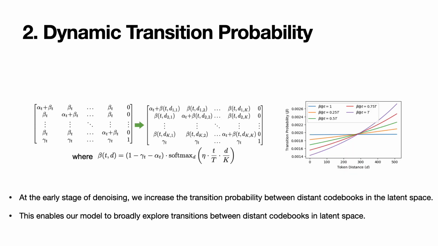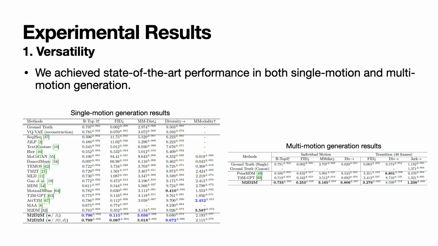We modified the transition probability to allow the model to foster diversity by enabling a wide range of transitions. At the early stages of denoising, transitions between distant codebooks in the latent space are encouraged. This broader exploration of potential transitions allows the model to handle even complex motion shifts between actions, leading to more natural and fluid results.